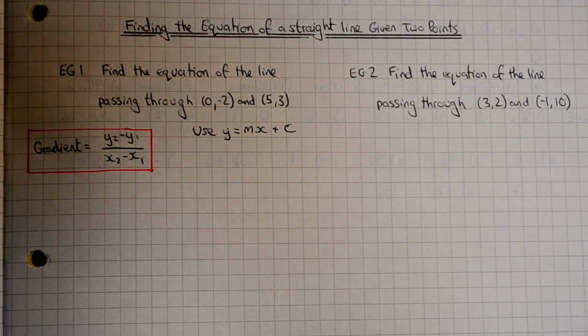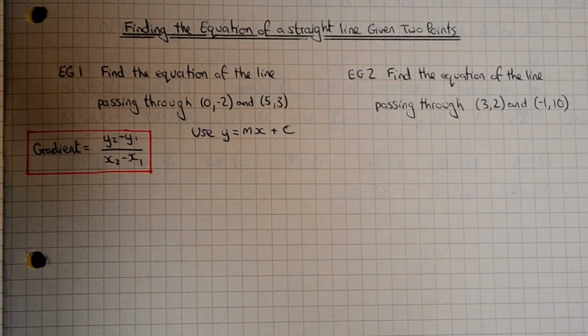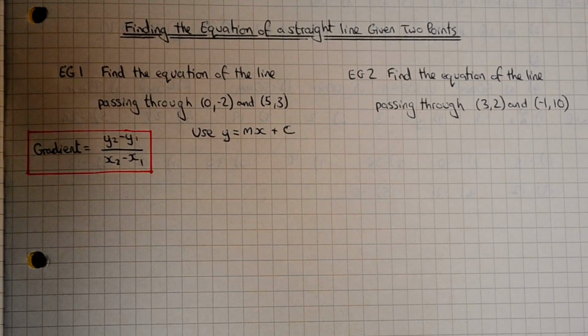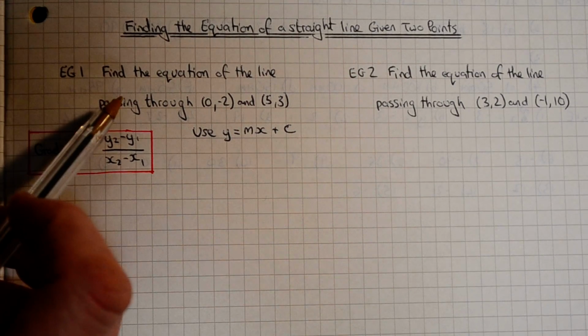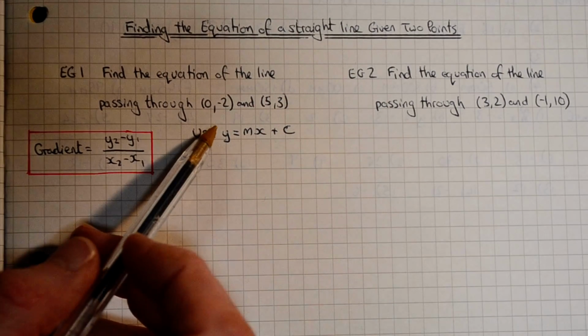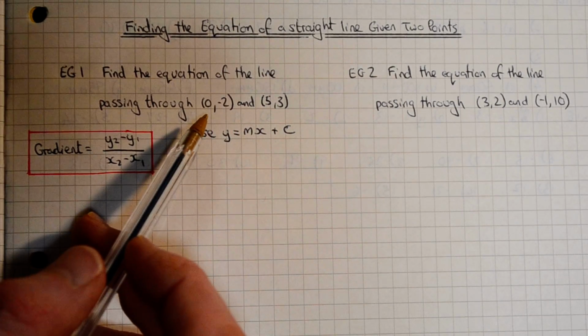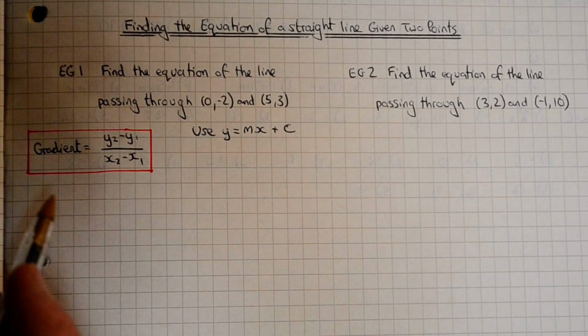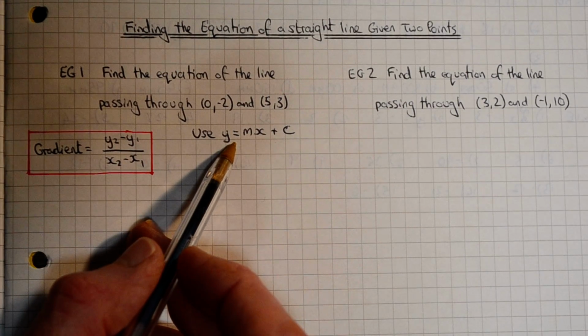Here's two examples to show how you can find the equation of a straight line if you know 2 points on the line. Here's our first example. Find the equation of the line passing through these 2 pairs of coordinates. Now, if we want the equation of a straight line, then we can always express it in this form.